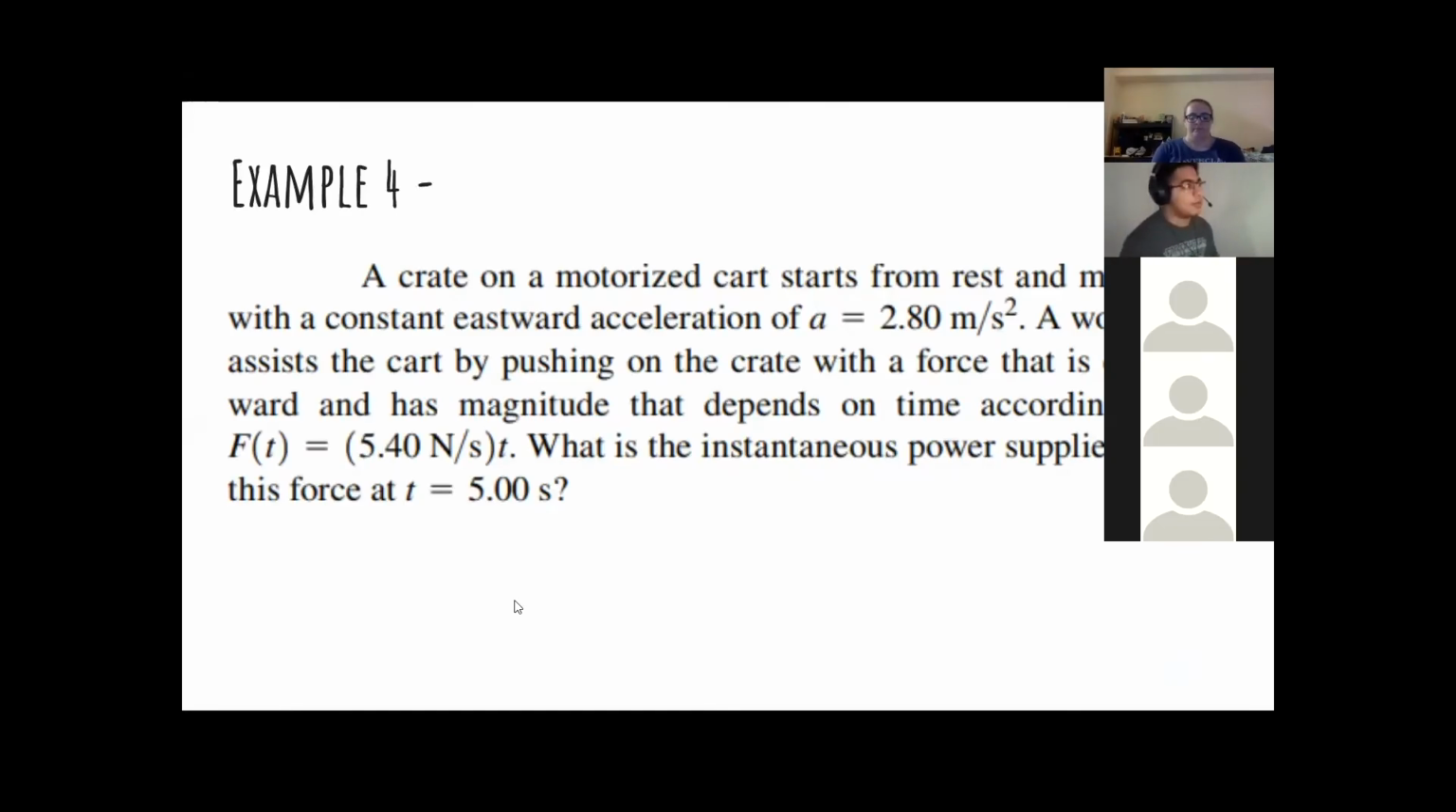All right, so the next problem is about power, and we have a crate on a motorized car that starts from rest and moves with some sort of eastward acceleration. And that acceleration in this case is 2.80 m/s². And a worker assists this car by pushing the crate with a force that is eastward as well. So it's an additional force applied. And that is given by the equation F at time t equals 5.40 newtons per second times time t. And we need to find out the instantaneous power supplied by this force at 5 seconds. So let's get to work on it. Okay.